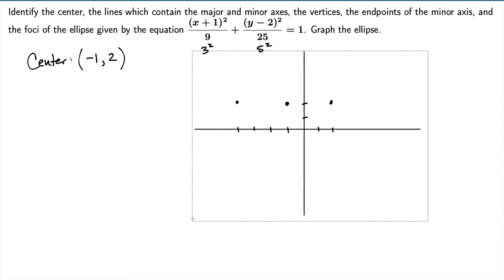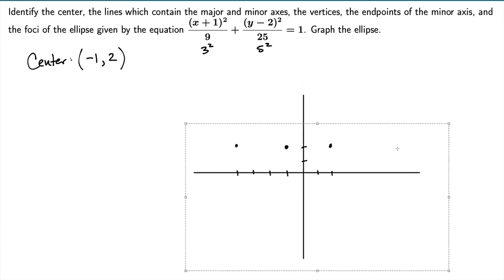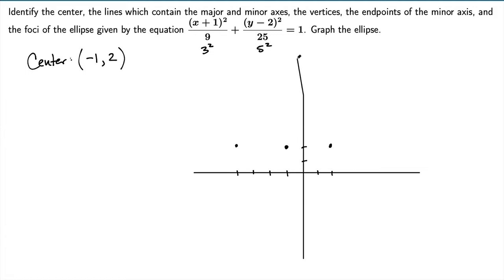Then, in the y direction, let me go ahead and move this. I've got the space that I need. In the y direction, we're moving 5. So if I move up 5, 1, 2, 3, 4, 5, I get another point on the ellipse. And down 5, 1, 2, 3, 4, 5. And so that gives us our sketch of our ellipse. Obviously, I'm not a fantastic artist, but that's the idea.